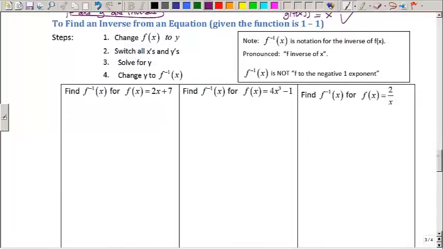The next type of problem that you'll be asked to do is to find an inverse from an equation, given that the function is 1-to-1. So in this case, I'm only giving you one function, which I've already told you is 1-to-1.